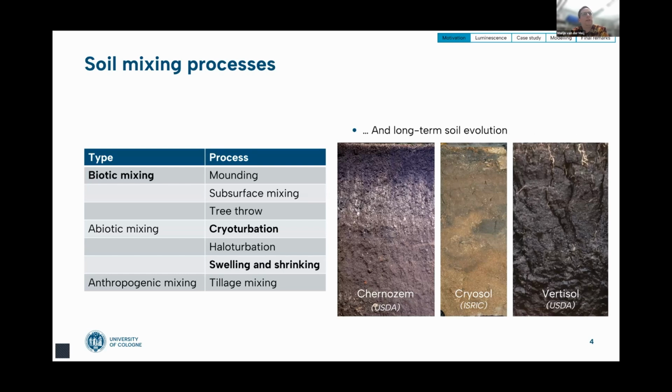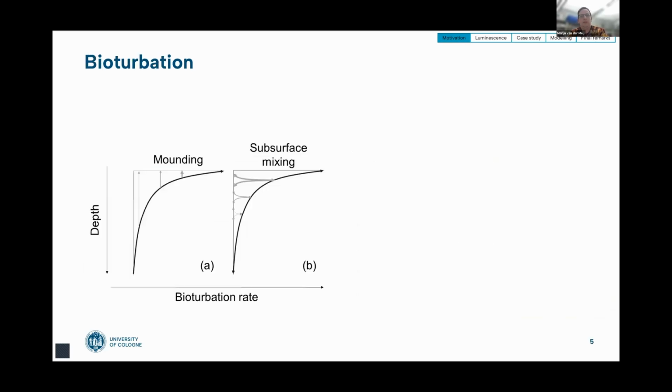In this process, I will mainly focus on biotic mixing, on bioturbation, which means that the turbation, the mixing of the soil, is driven by biota, in this case, different types of soil animals. And we try to separate two different processes. One is mounding, and the other one is subsurface mixing.